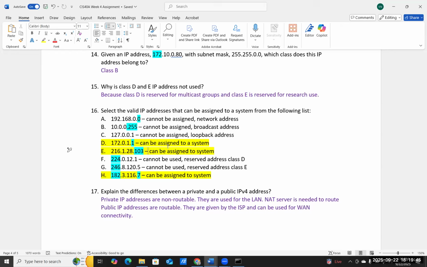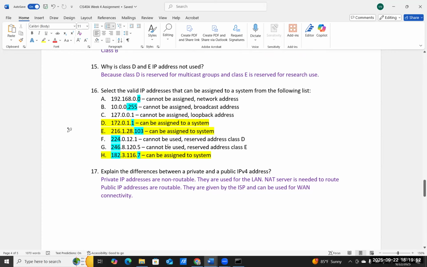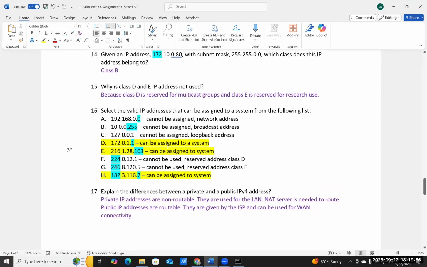So a public IP can be used for a wide area network. That means that you can connect to the cloud or the internet using that public address. Now, from a security perspective, if they're coming into your network, you're going to see the public IP address.